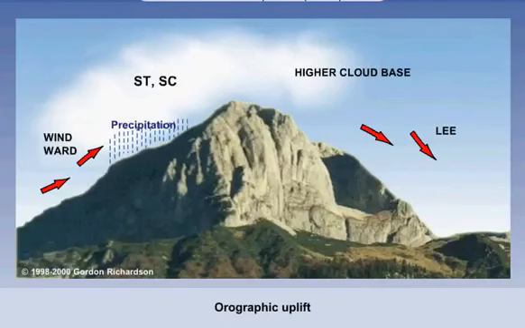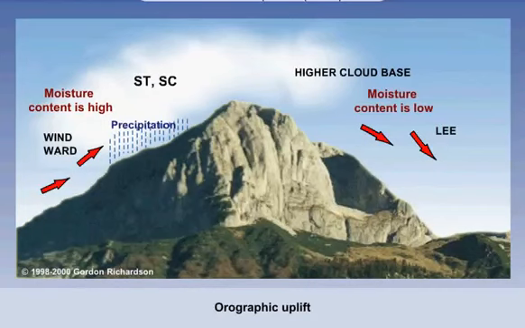Firstly, in stable conditions, we get a lot of layered cloud forming over the high ground. Notice the lower cloud base on the upwind side of the high ground compared to the downwind side, where the moisture content is less. There may also be enhanced precipitation on the windward slopes.